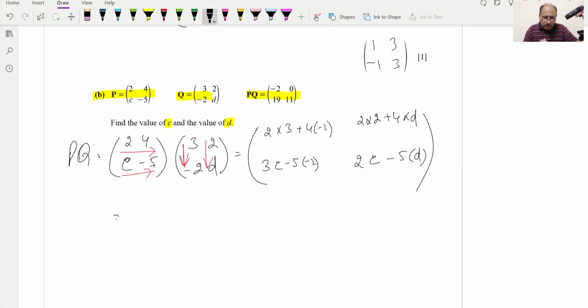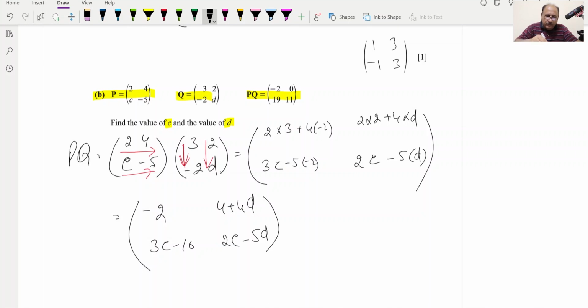Now we can rewrite this: 6 and minus 8 will be minus 2, so we'll write here minus 2, and this will be minus 2 into minus 5 into minus 2 will be minus 10, so 3C minus 10, and this term will be 4 plus 4D, and this term will be 2C minus 5D.